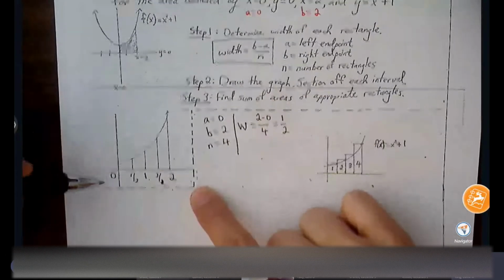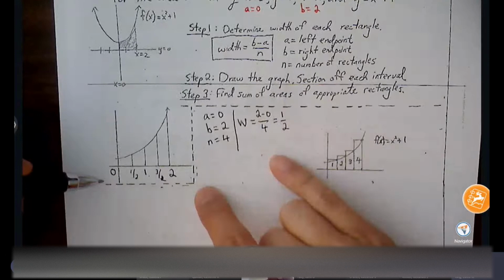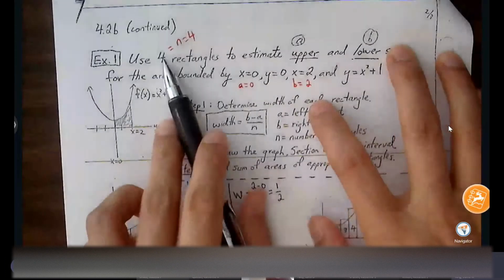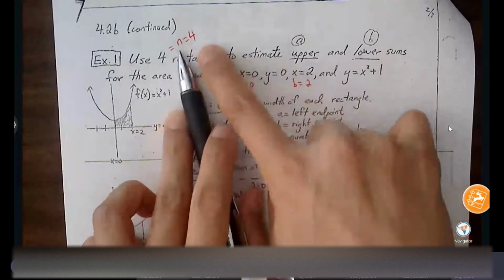Okay, questions so far with these subintervals here? Okay, where did I get 4? 4 is at the very top here. It says use 4 rectangles, so we know that's our n value.